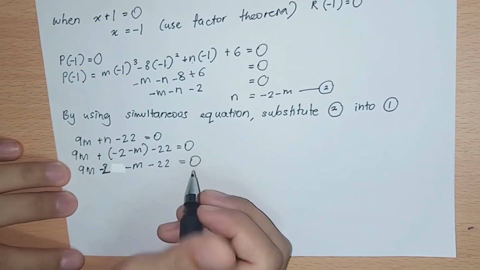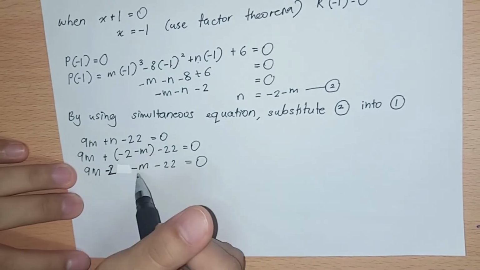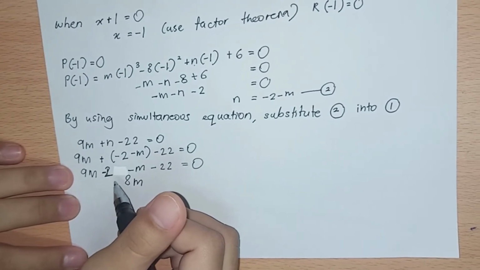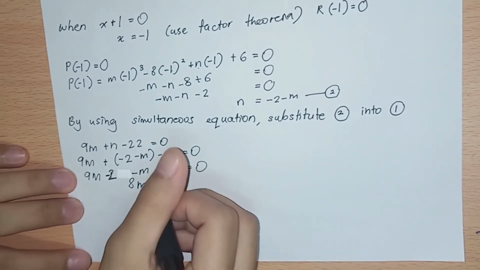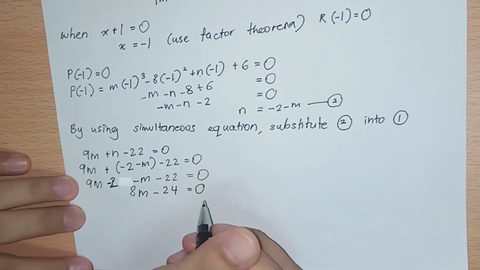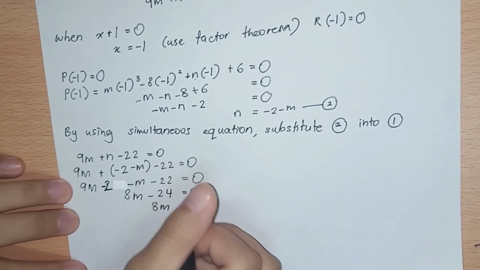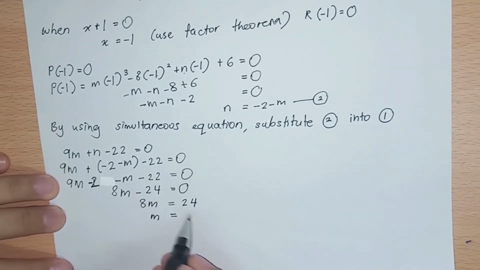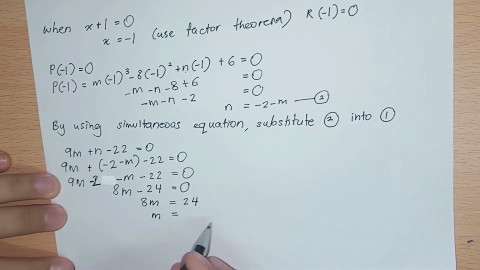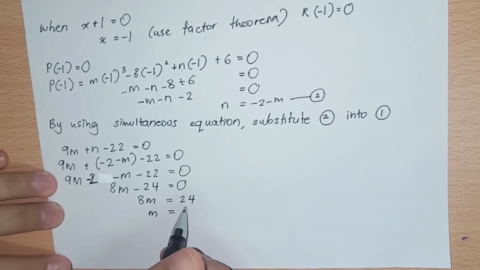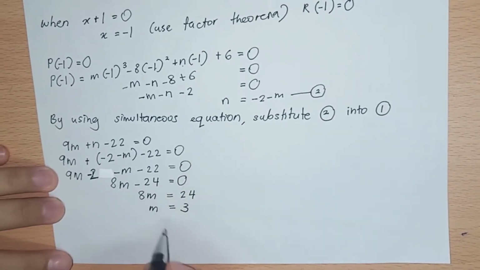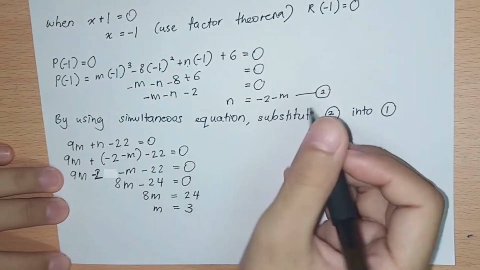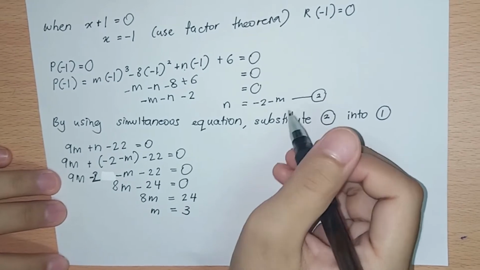After that, we can minus 9m minus m. It will be 8m. Negative 2 minus 22, it will be negative 24 equal to 0. So 8m will be equal to positive 24. And we can know the value of m. We divide 24 by 8, it will be 3. So the value for m is 3. After that, for the value of n, we will use equation 2.